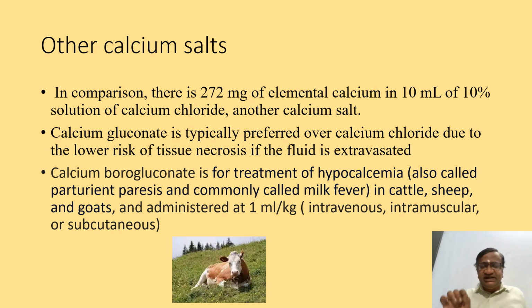But if the elemental calcium has to be considered, instead of 93, we have calcium chloride salt, which is 272, almost 3 times. But usually our calcium gluconate, which is less, only 93, is preferred over calcium chloride, which is 272, because whenever it is extravasated, it does not cause tissue necrosis. But calcium chloride causes tissue necrosis. That is why calcium gluconate is preferred. There is something called calcium borogluconate, which is used in veterinary practice.